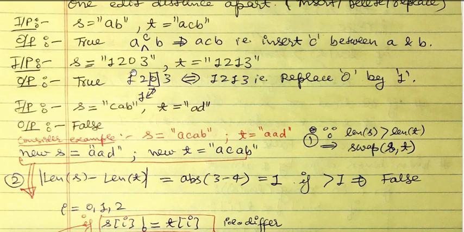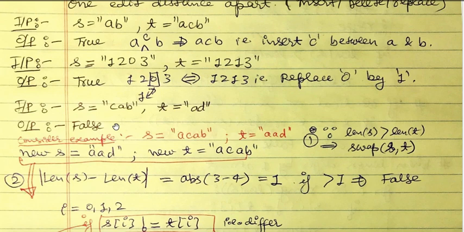For example, take 1 2 0 3 and 1 2 1 3. Is it one edit distance apart? Clearly yes, because all the numbers are the same except the third one, and we can replace 0 by 1 to get 1 2 1 3. Okay, how about CAB and AD? Let's see if we can. Obviously not. For getting AD from CAB, we need to replace B by D and we have to delete C. We need at least 2 operations and not one to convert CAB to AD.